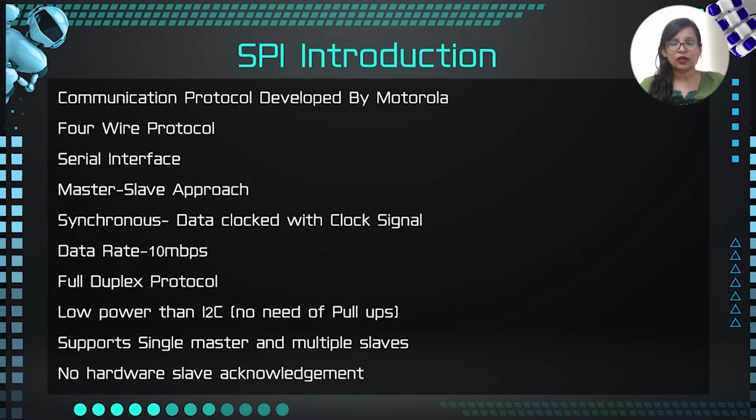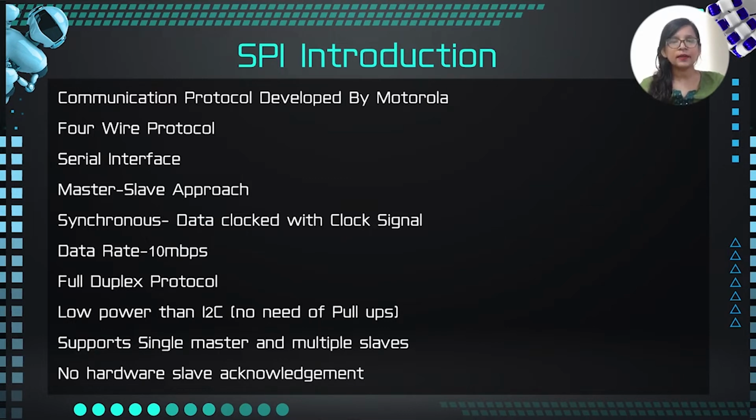Synchronous: data is clocked with a clock signal. What do we mean by synchronous? Whenever we are sending data, it is always sent according to the clock rate variation. For example, when the clock is going up and when the clock is going down, according to that variation only, we send and receive data.